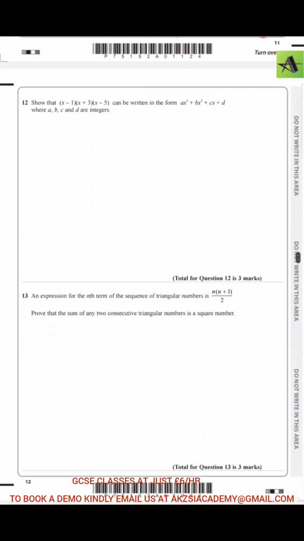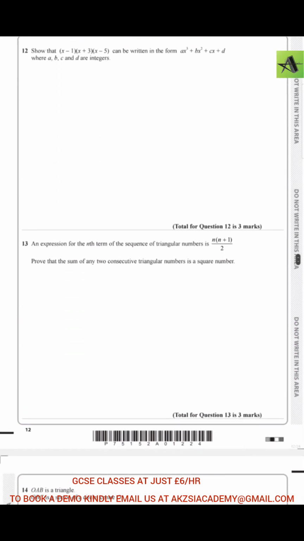Moving on to the next question. Show that (x minus 1)(x plus 3)(x minus 5) can be written like this. Well, this is a triple bracket. Let me see how we can do single bracket, double bracket, and the triple brackets all together.